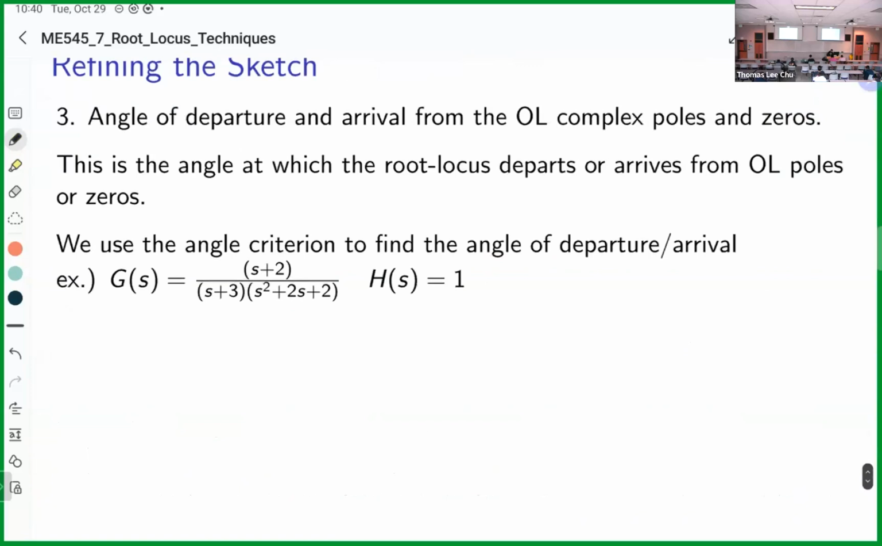We want to be able to find the angle of departure for open loop poles because we leave from the poles. And if it's an open loop zero that's complex conjugate, then it's going to be called the angle of arrival. The method of finding it is the same either way, if it's open loop poles or open loop zeros. I believe your homework is going to be on finding the angle of departure or arrival. I don't remember off the top of my head. So let's start with this example here.